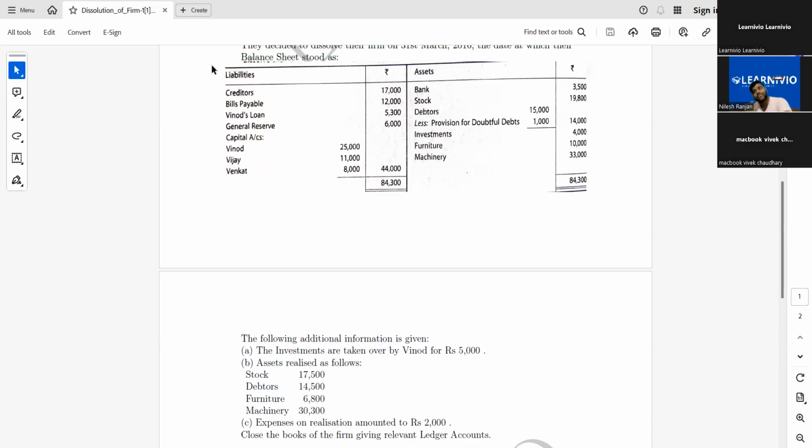The first step is to transfer all the assets and all the liabilities from the balance sheet to the realization account. Capital account will be transferred to capital account. Cash balance will be transferred to cash account. Partners' loan balance will be transferred to partners' loan. After these three, all the other assets and liabilities will be transferred to realization account. That's why creditors and bills payable we have transferred to realization here, and stock, debtors, investment, furniture, machinery are transferred here.